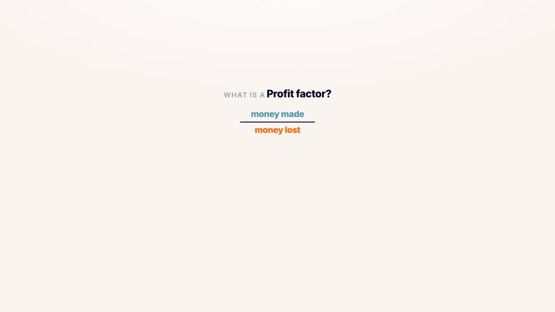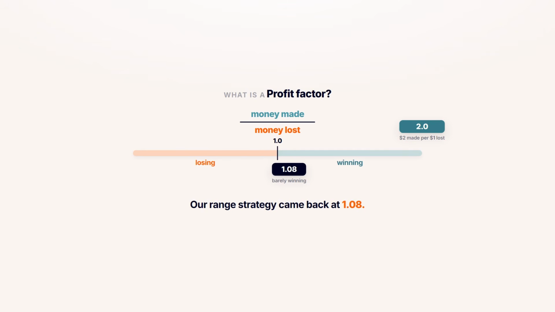So a profit factor of 2, okay, means that for every dollar that you lost, you made $2. Now above 1 you are winning, below 1 you are losing. So 1.08 means that we are barely winning. Okay, so for every dollar you lose, you make $1.08. Now 1.08, it's basically untradeable. We can't use it as a standalone strategy.